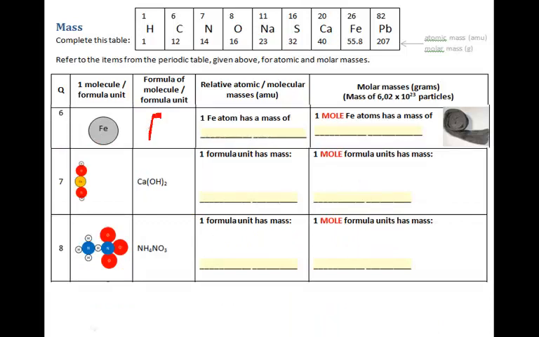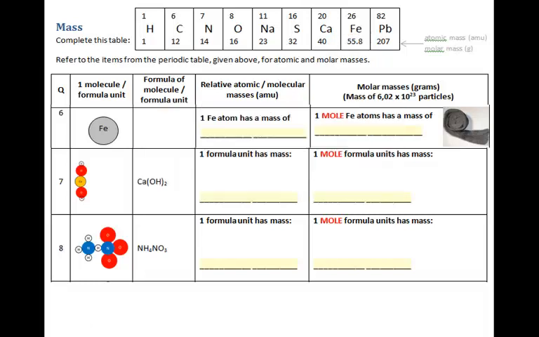Here we have iron, Fe, a single atom, and 1 single atom of iron has a mass of 55,8 atomic mass units. If we have a whole mole of these atoms, the mass is still 55,8, but not atomic mass units, it's grams.